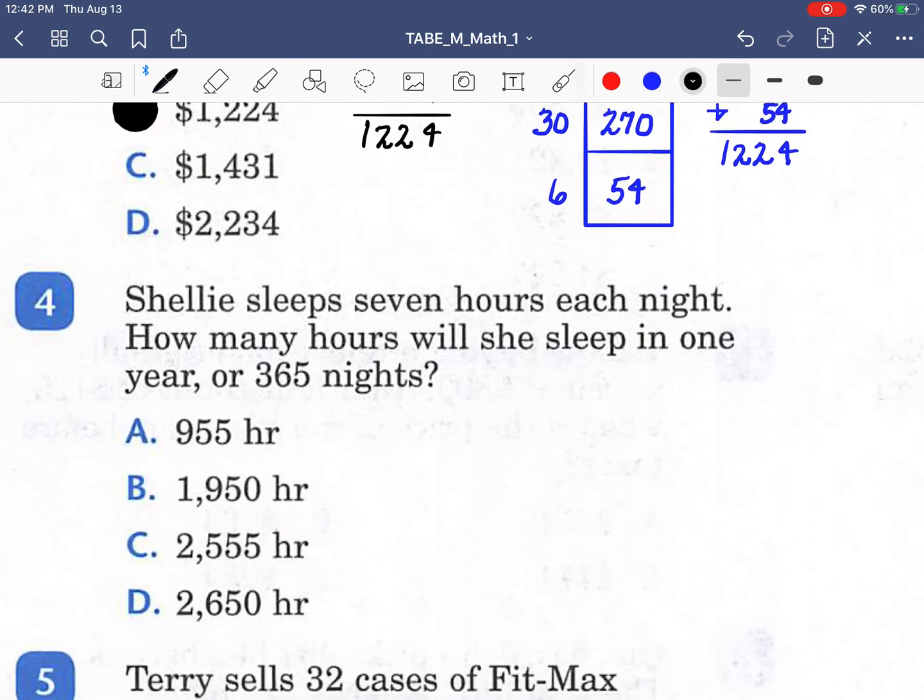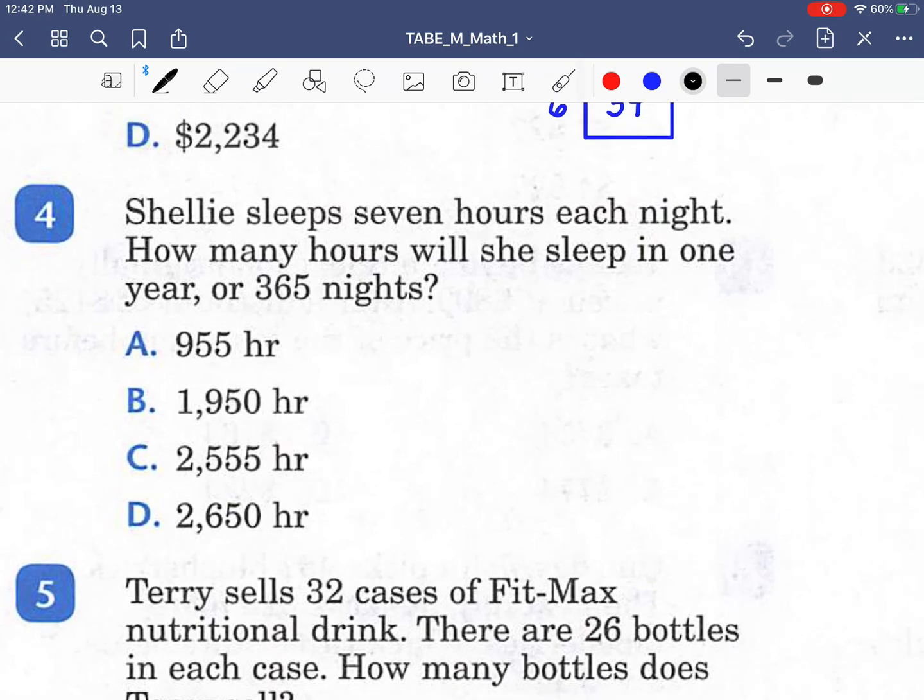Number 4. Shelley sleeps 7 hours each night. How many hours will she sleep in 1 year or 365 nights? So the way I learned it, I would say 365 times 7. 35. 42 add 3. 21 add 4. It's a lot of hours.